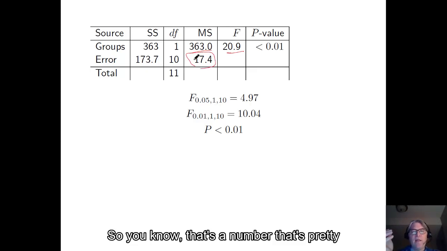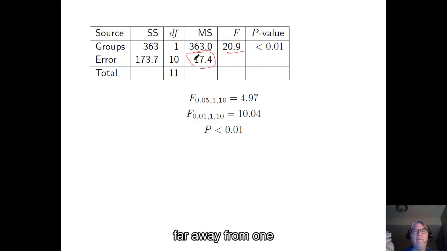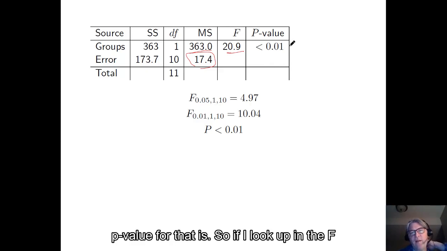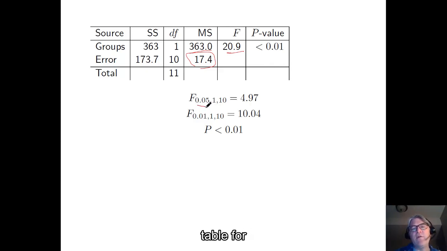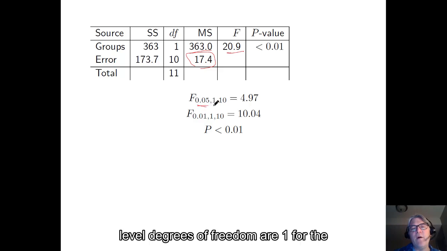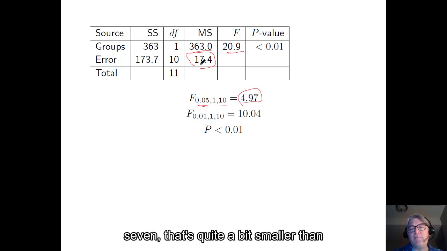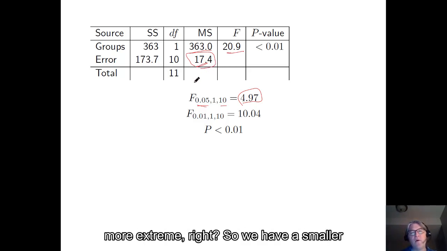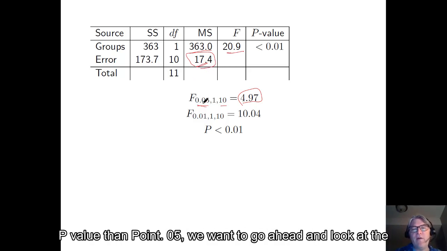So that's a number that's pretty far from 1, and we can look up in the F table what the p-value for that is. So if I look up in the F table for the 0.05 alpha level, the degrees of freedom are 1 for the numerator and 10 for the denominator. I get a critical value of 4.97. That's quite a bit smaller than 17.4. So 17.4 is more extreme, right? So we have a smaller p-value than 0.05.